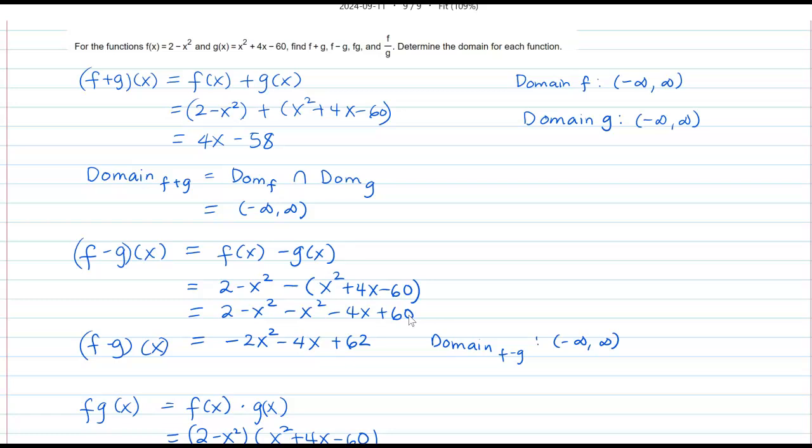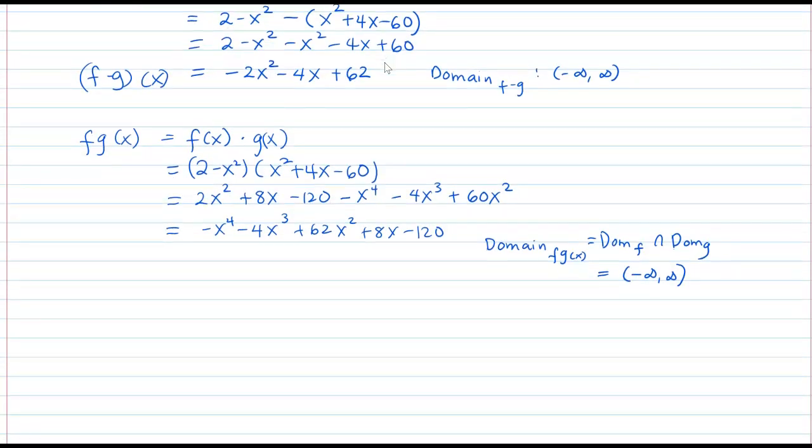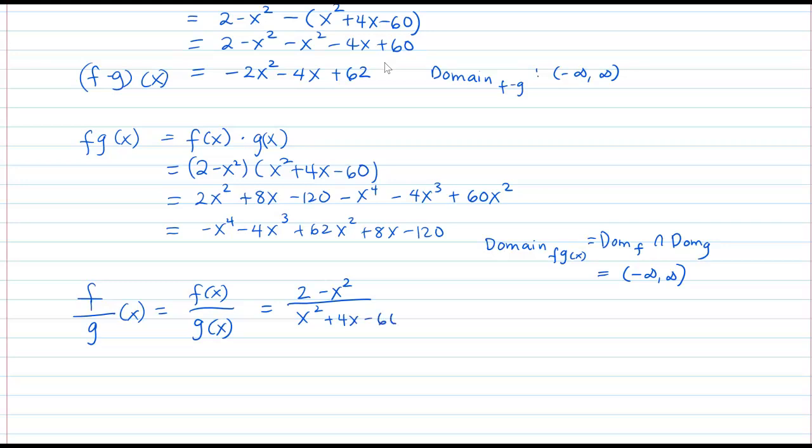Lastly, we want f over g of x. So f over g of x is the same as f of x over g of x. So you just divide them. So you will have 2 minus x squared over x squared plus 4x minus 60.